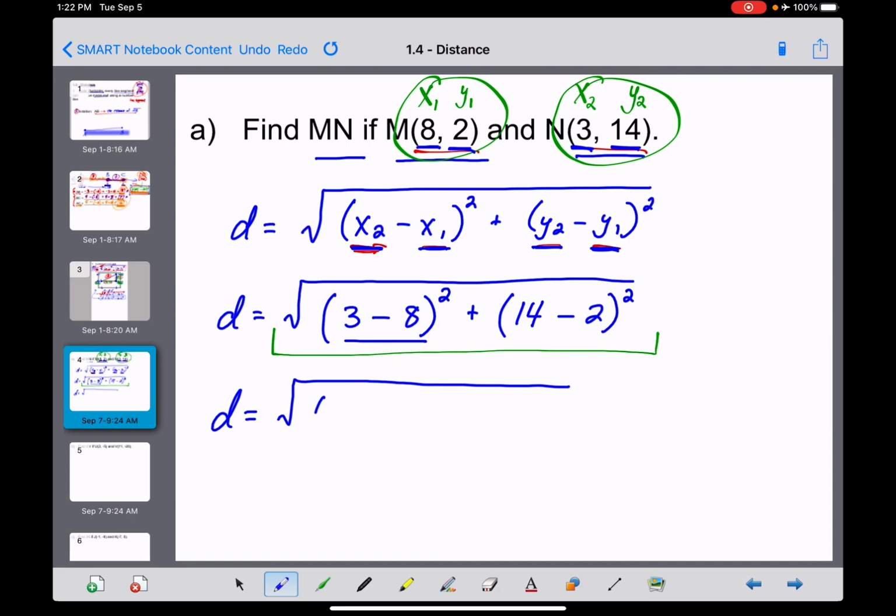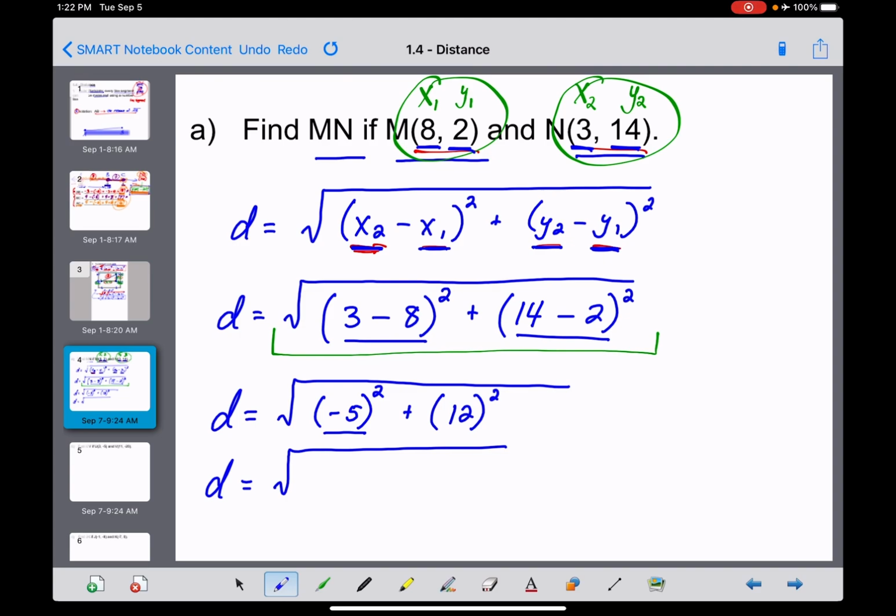3 minus 8 is negative 5, and then that needs to be squared, plus 14 minus 2 is 12, which needs to be squared as well. So here we go. D is the square root of. Now, notice the parentheses. They're important if you're going to use your calculator.